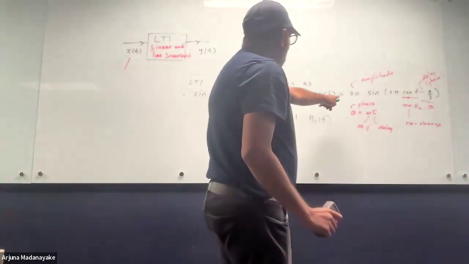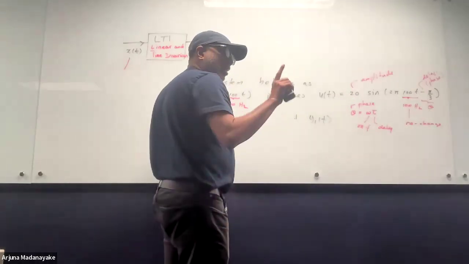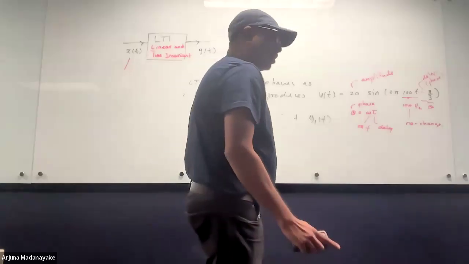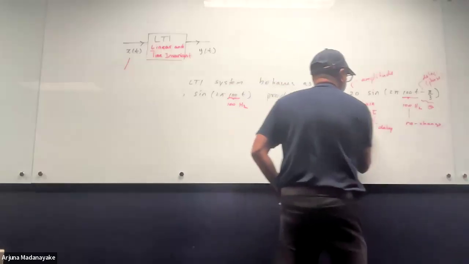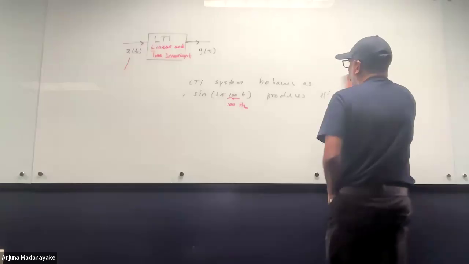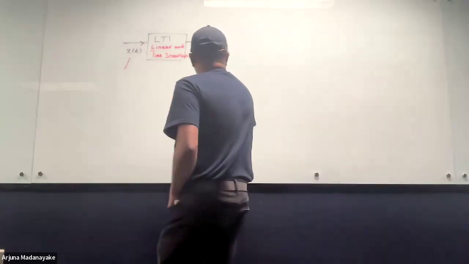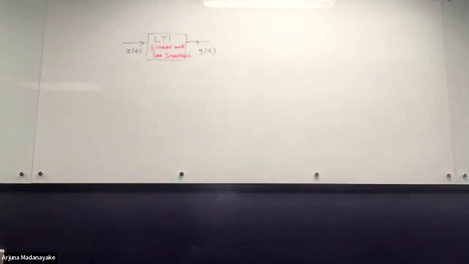When you look at the output, you can see immediately gain has to be 2, right? So input was 10, output 20. By looking at the input and output, you can figure that out. Okay.